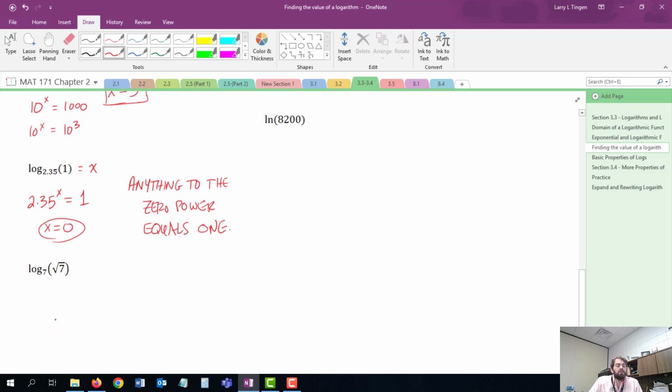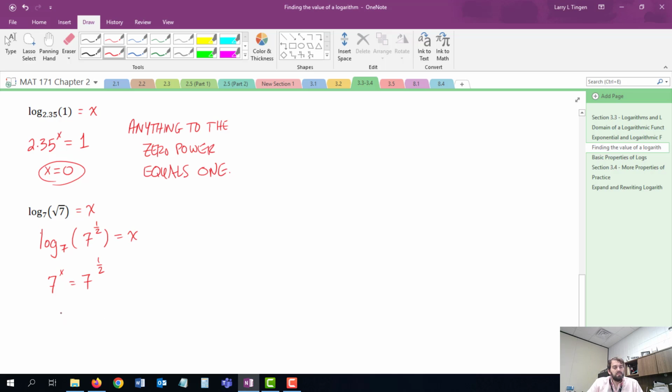And then lastly, on that side, log base 7 of the square root of 7. The 7s are matching here, but I don't have a number raised to a power. Can I fix that? Yeah. If I take the square root, that means I just really raised 7 to the 1/2 power. And now the question is 7 raised to some number x is equal to 7 to the 1/2, which means x is 1/2.